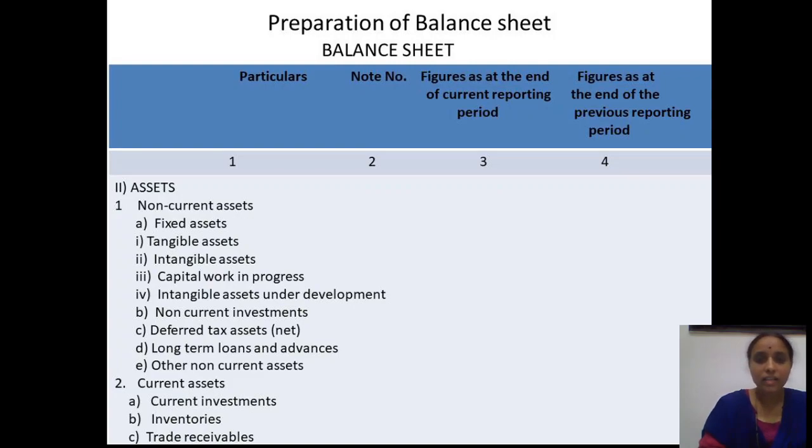Then next is the current assets. Under the head current assets, you are going to take current investments, whatever investments made in shares and securities. Then inventories: whatever the stock is there, the total amount you are going to take. Then trade receivables: any amount receivable from debtors you are going to take here. Then cash and cash equivalents: if there is any cash balance, we are going to take it here in current assets. Then short-term loans and advances and other current assets.